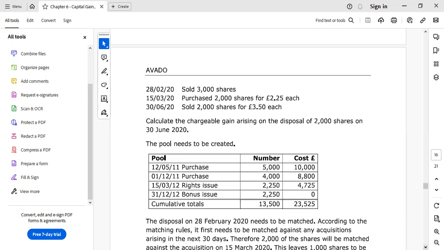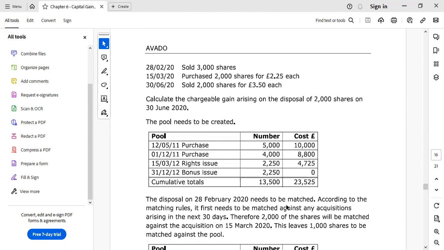The disposal on 28th February needs to be matched according to the matching rule. This is the matching rule that I discussed before. It is easy to understand with the help of this example. It first needs to be matched against any acquisition in the next 30 days. Therefore, 2,000 of the shares will be matched against the acquisition on 15th March 2020. It means that this leaves 1,000 shares to be matched against the pool.